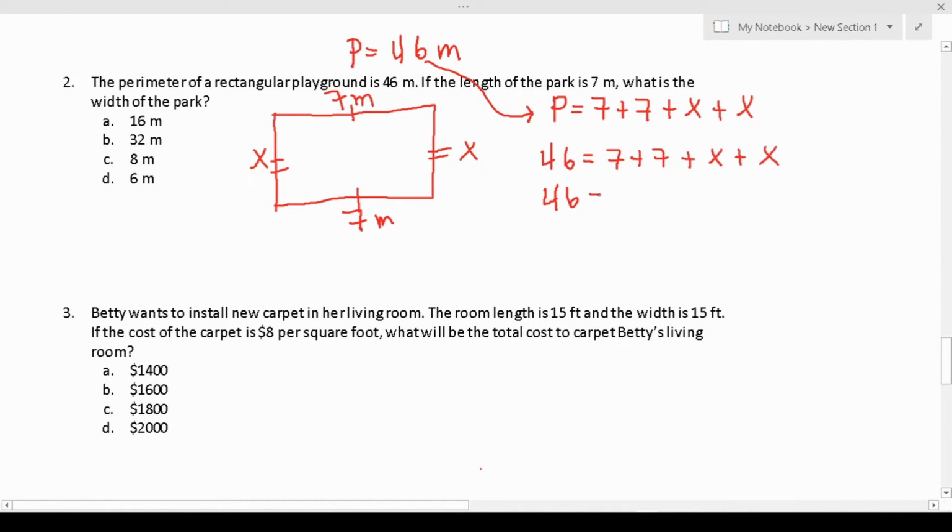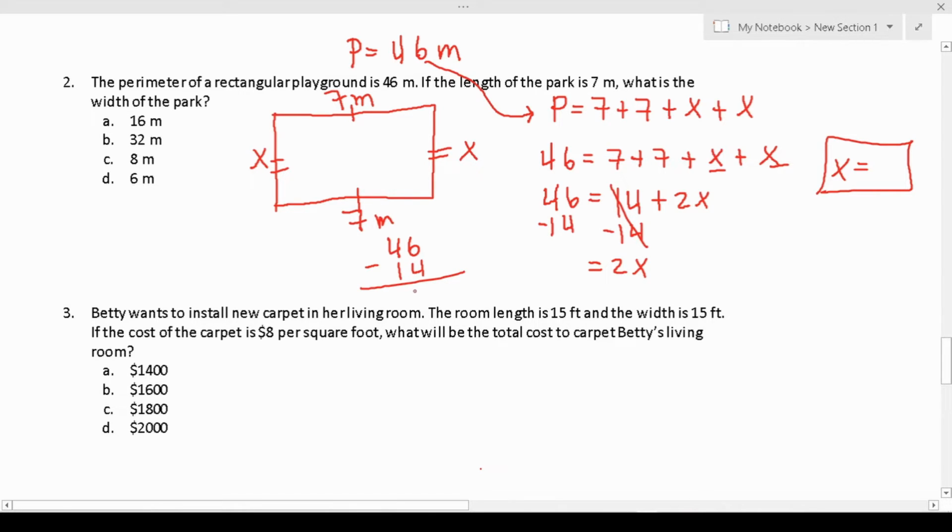Let's start by combining like terms. 7 plus 7 is 14, then x plus x is going to be 2x. Let's subtract 14 from both sides because, as you can see, our goal is to get x equal to something by itself. So we're going to subtract 14 from both sides. This is going to cross out, leaving you with just 2x over here. Let's do 46 minus 14 off to the side in case we can't do it in our head.